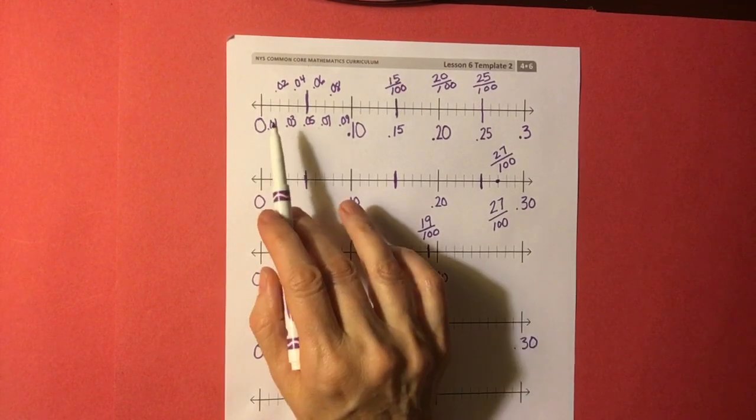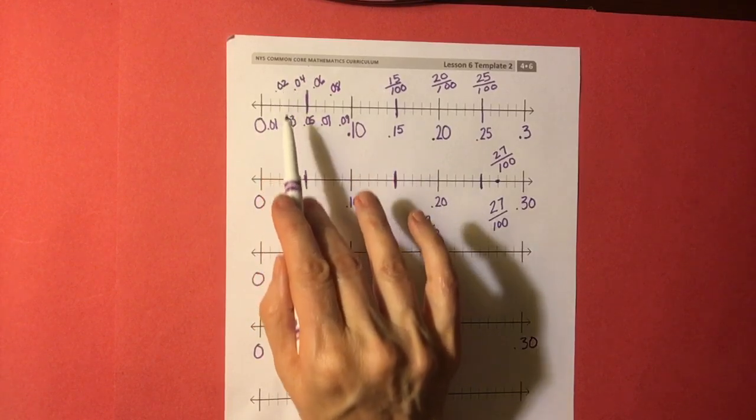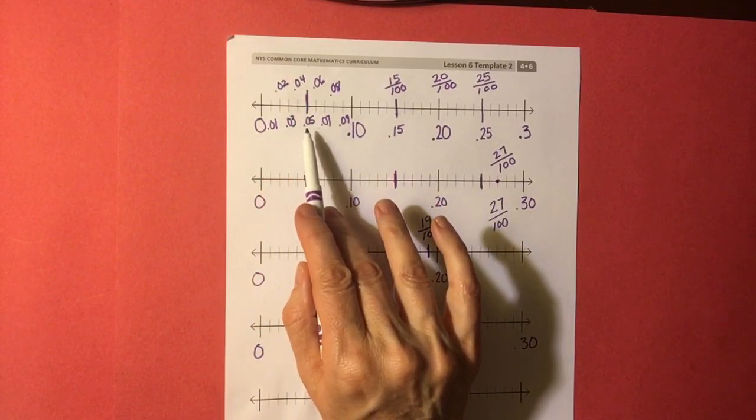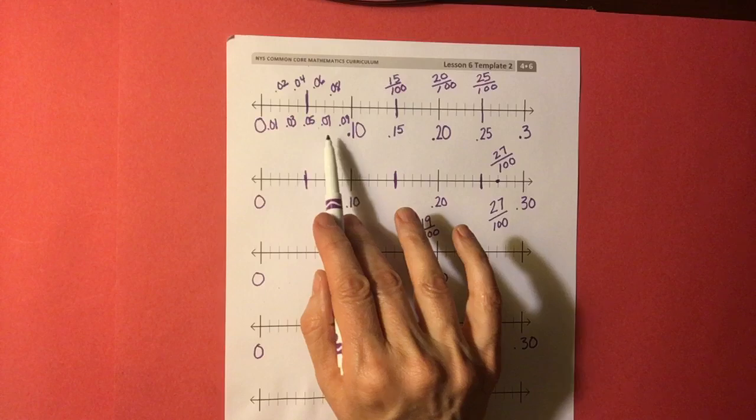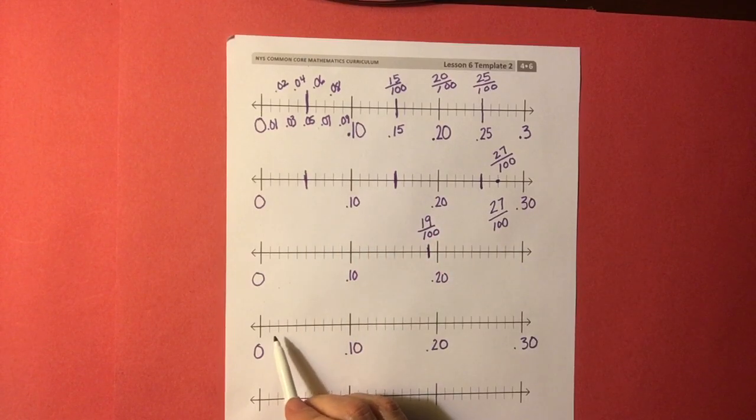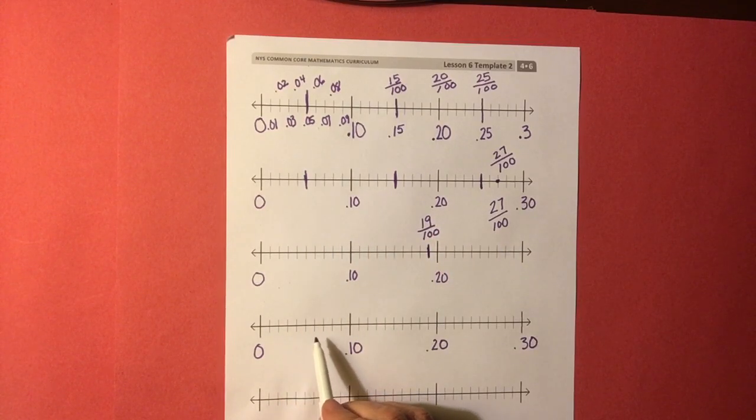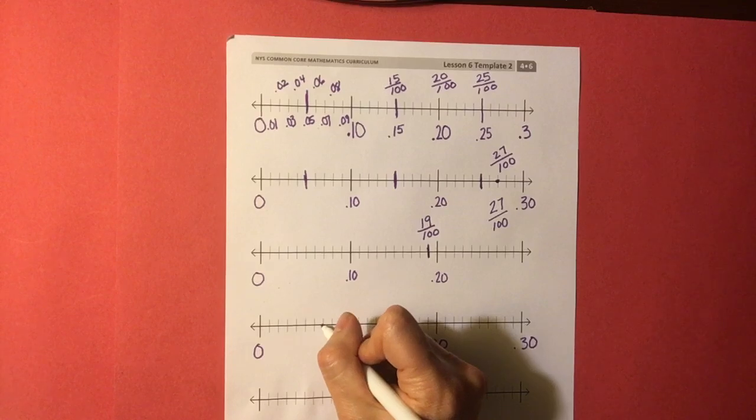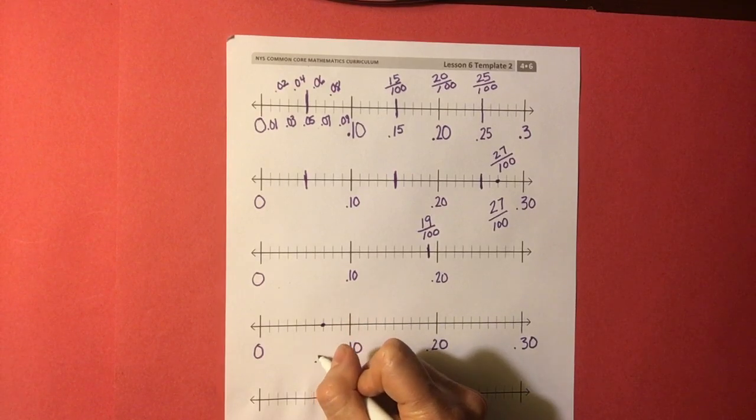So if we look up here, we had 100th, 200th, 300th, 400th, 500th, 600ths, 700ths. So 1, 2, 3, 4, 5, 6, 7. This would be where 700ths would be.